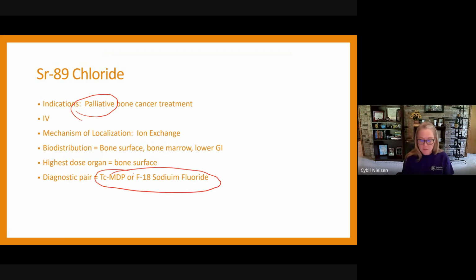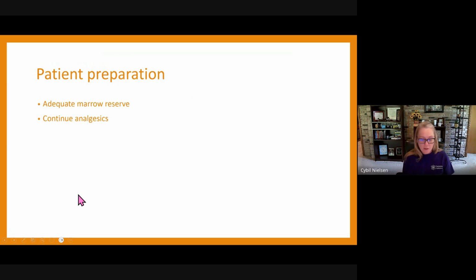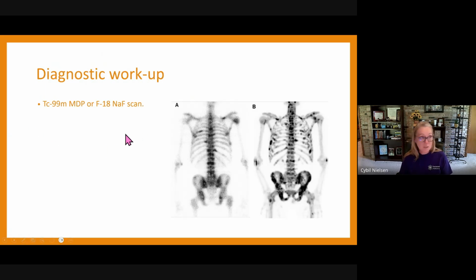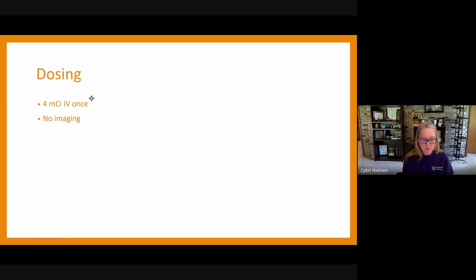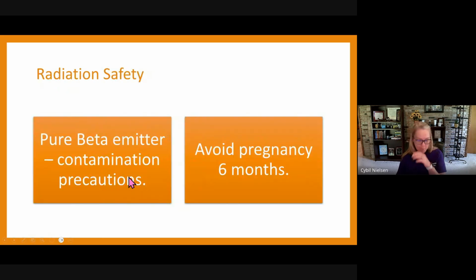Here again, the exact same diagnostic pairs. Again, check to make sure that their CBC is normal. They're going to continue their pain meds. Diagnostic workup is the same. Dosing, super easy, 4 millicuries. Just give it once. No imaging because it's a pure beta emitter.